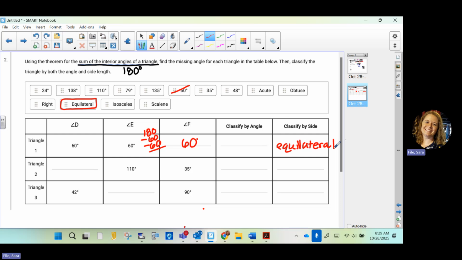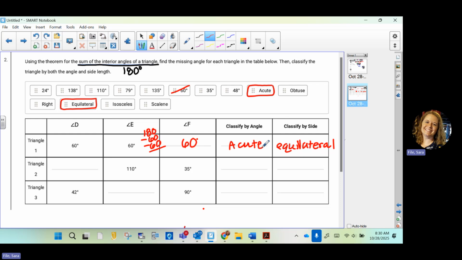Now, what size are all three of these angles? Because if we're classifying by angle, we're talking about the size of the angles. Are they acute, obtuse, or right? What is a right angle? A right angle is 90 degrees. Are any of these 90? No. What are all of them? Acute. 60 is less than 90. Acute is less than 90. If all of the angles are less than 90, you have an acute triangle.